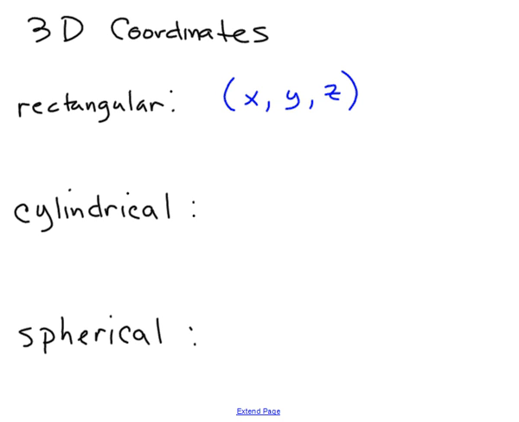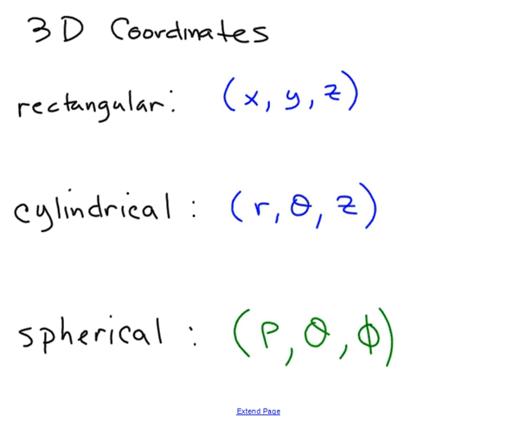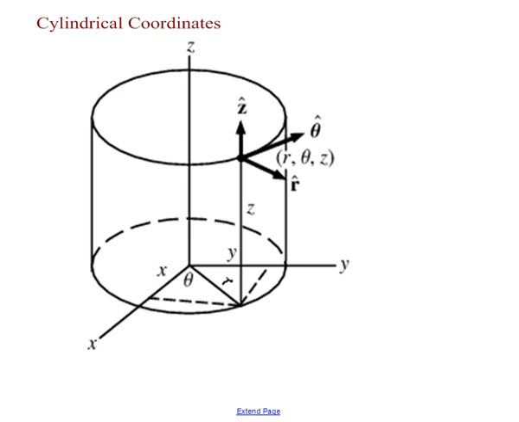So in cylindrical coordinates, instead of x, y, and z, we are going to go polar instead of x and y. So we're going to have r, theta, and then we will have z, and that will stay in common. And then when we go spherical, we're going to have this symbol called rho, and then we're going to have theta, and then we're going to have a new angle called phi, or phi, depending. We'll call it phi.